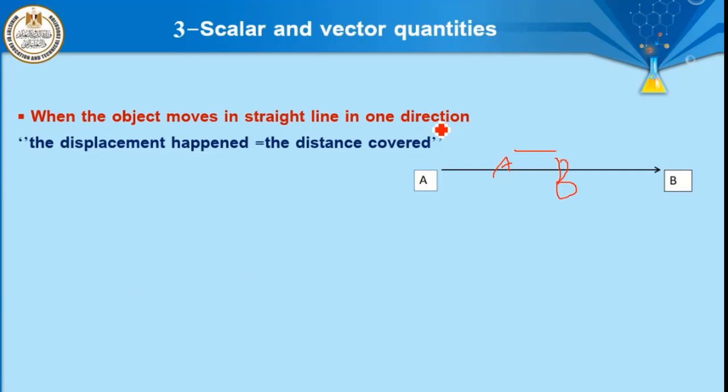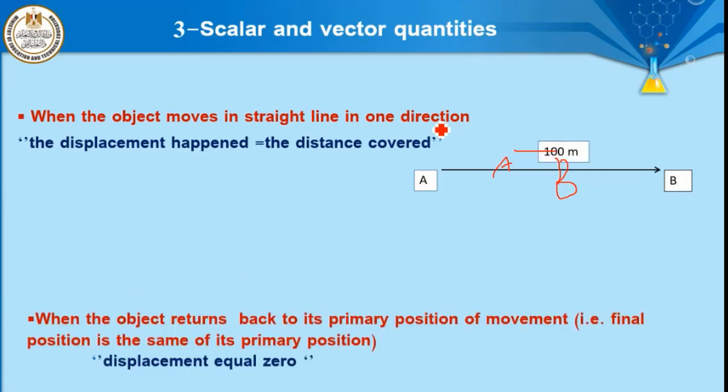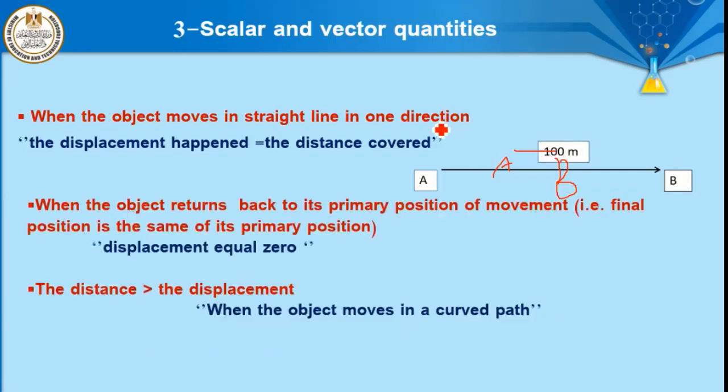Yes, you see in the figure. For example, when the object returns back to its primary position, as when the object starts motion from A to B and returns back to A again, what happens? The final position is the same as the starting position, so the displacement covered by this object equals zero.